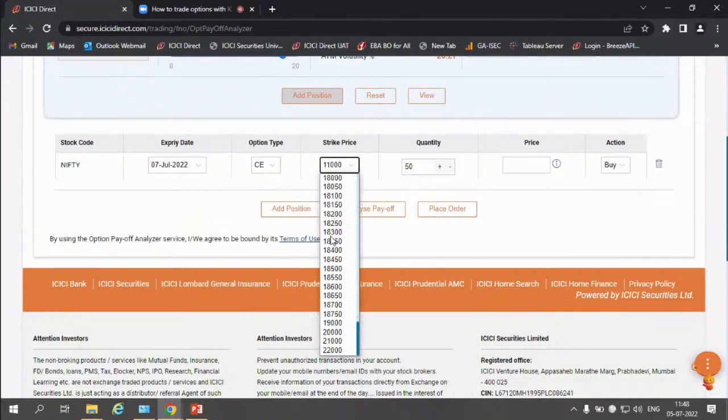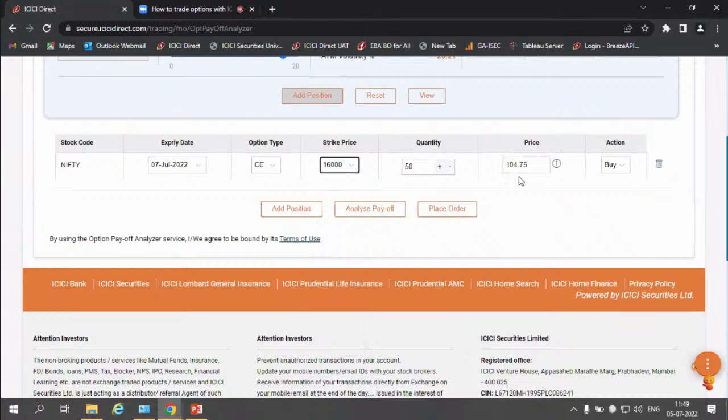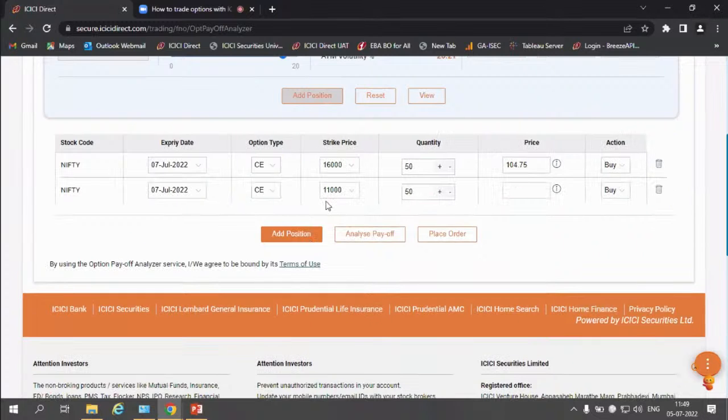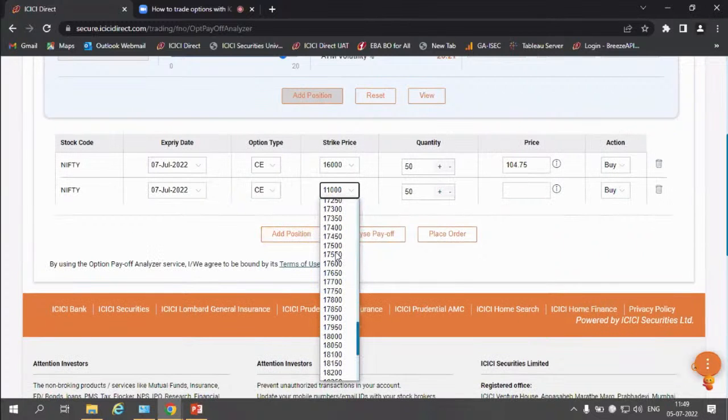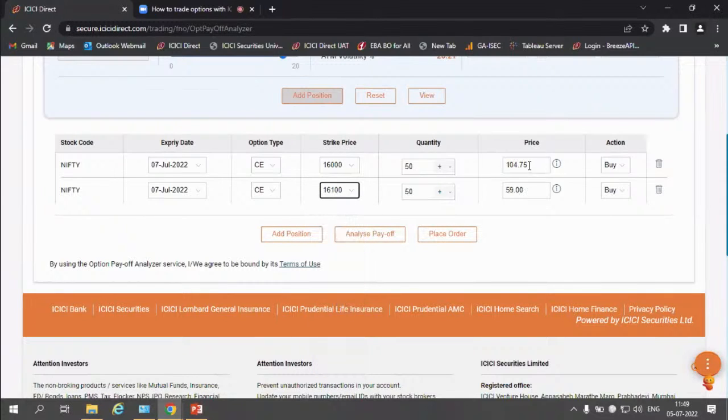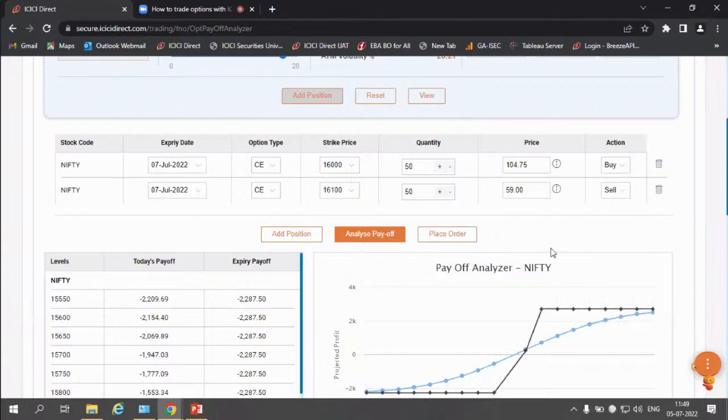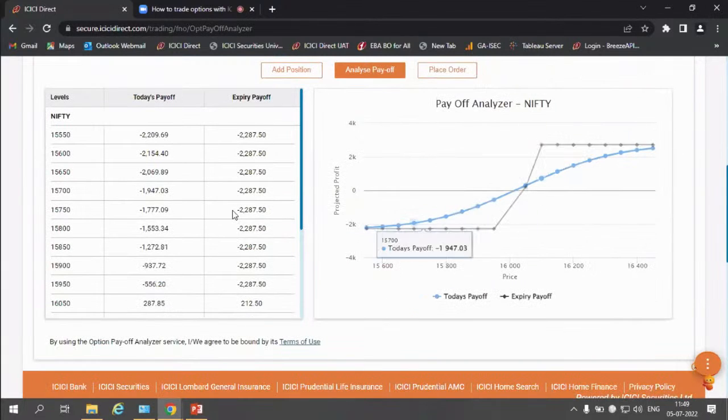So 18,000, 16,000. I have bought 16,000. I want to sell 16,200. That's 16,100. So I'm buying at 104. I want to sell it at 59. All I will do is just click on payoff analyzer and I will get this bull call spread.